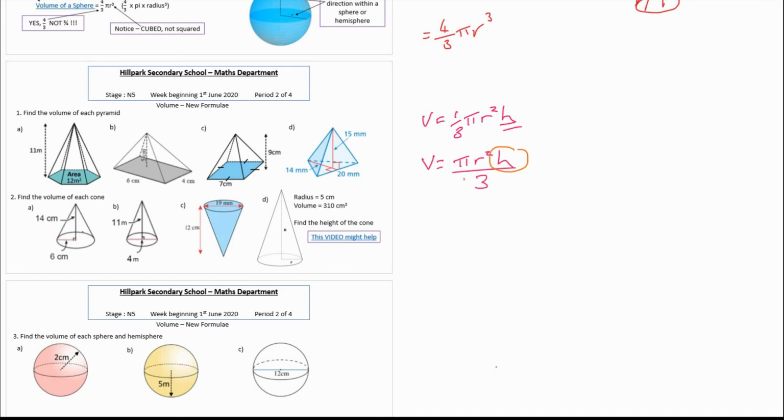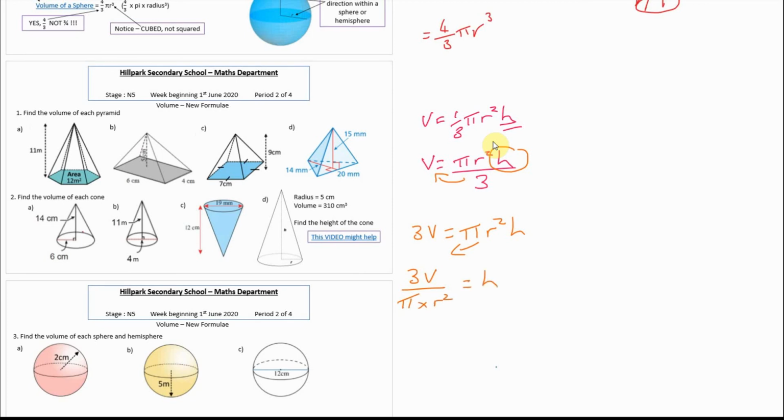Okay, so how do I move 3 over? So right now I'm dividing by 3, so how do I move it over? Well, I times by 3. Okay, so 3 volume is pi r squared h. Okay, how do I move over pi and r squared? Well, I'm doing pi times r squared times h, so they're timesing, so I want to divide. Okay, so to move them over, we're going to divide. So 3v divided by pi divided by r squared.